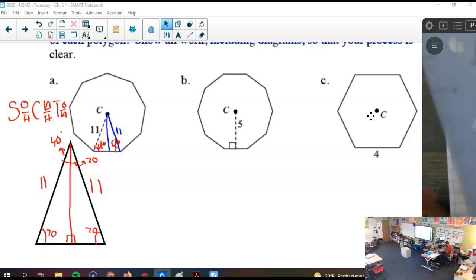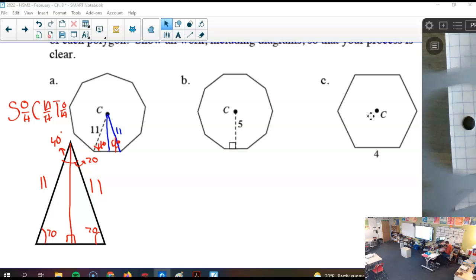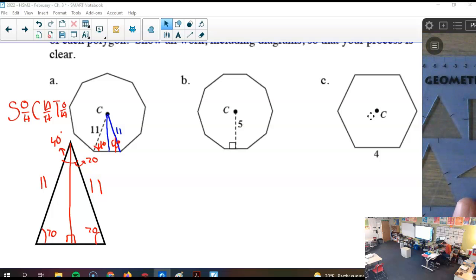All right, so hexagon is number 5, ironically. I'm going to center it on a line.